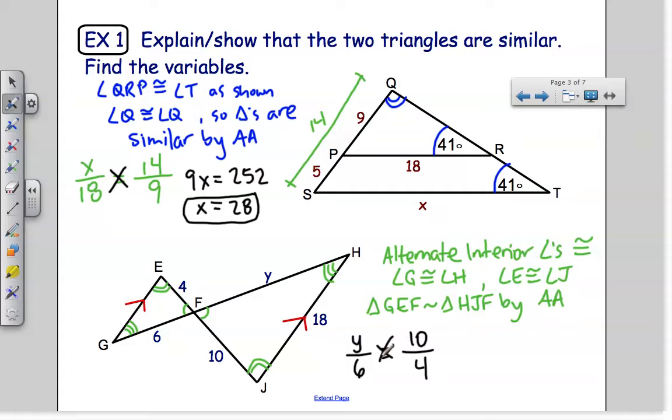Cross multiply. 4Y equals 60, divide by 4, and Y equals 15. And that seems very reasonable. And we're good to go. So using angle similarity to solve for an unknown.